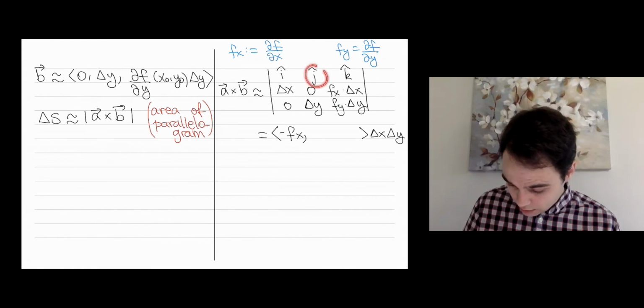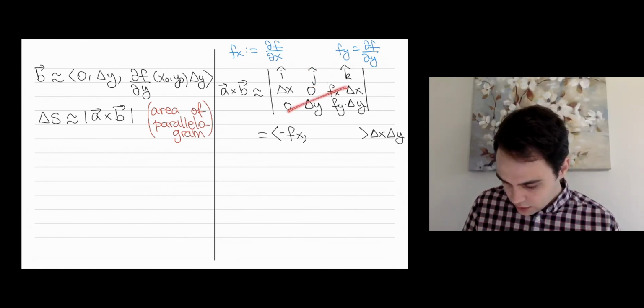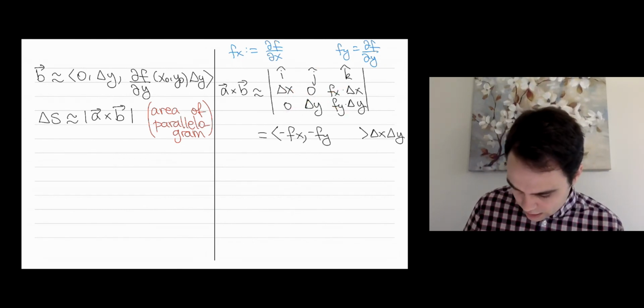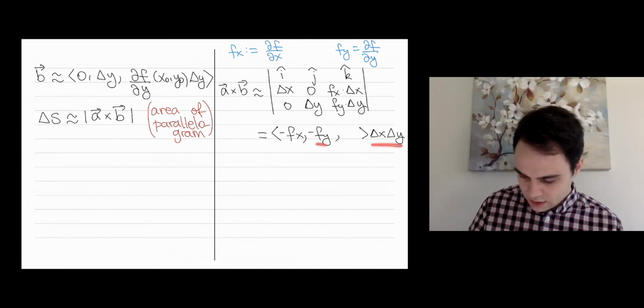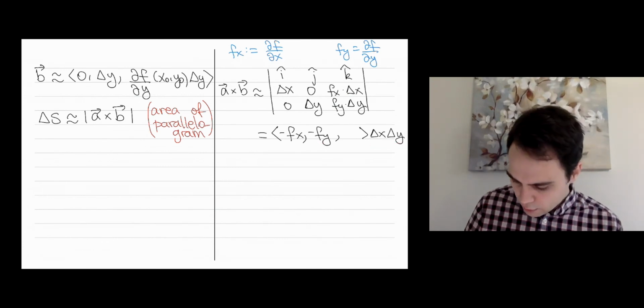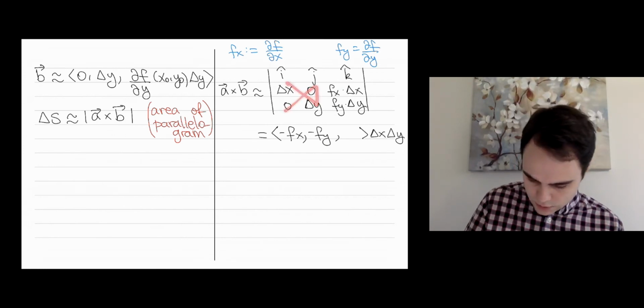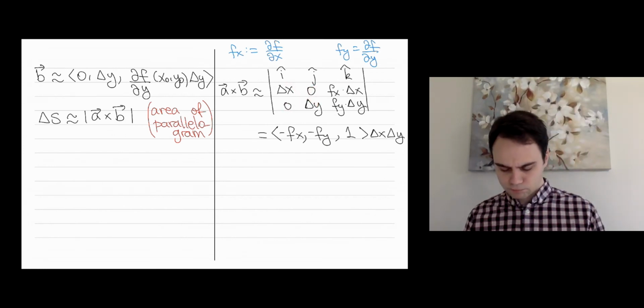Now j times this, so 0 minus f sub y delta x delta y, so minus f sub y, and delta x delta y is at the end. And then finally the k component is delta x delta y minus 0, like so. So just get 1 times that.